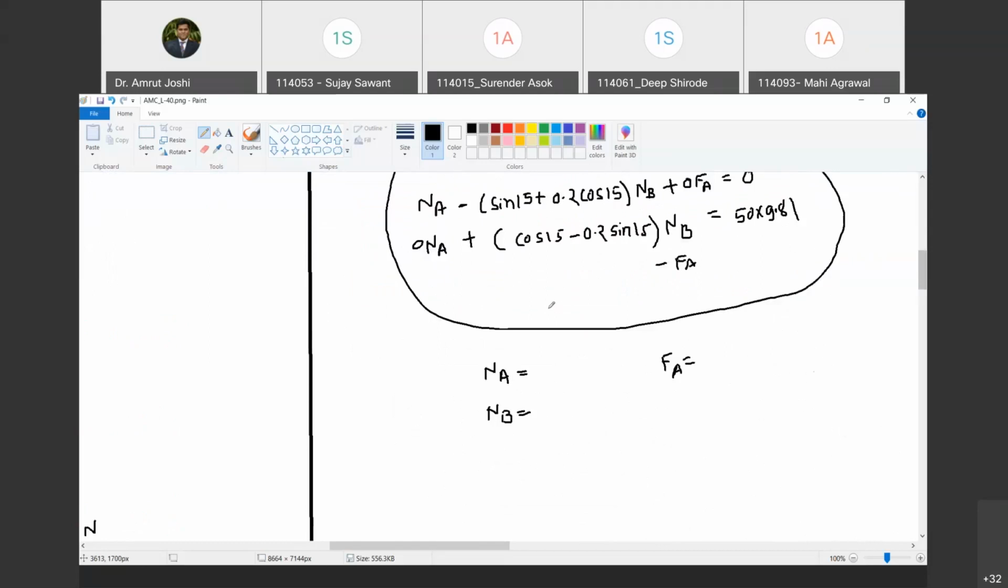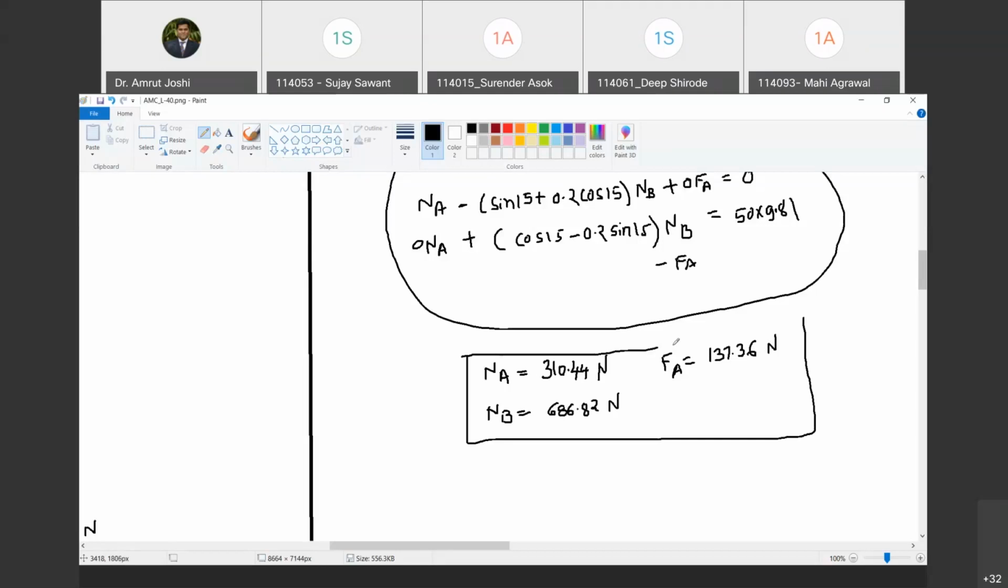Sir, Na equals 310.44 Newton. Do you agree with me? NB? 686.82. And what is Fa? 137.36 Newton. Are you with me? Yes, sir. Now just have a look at this.